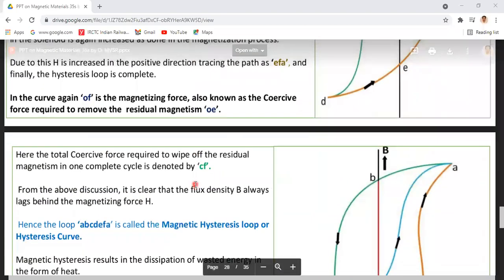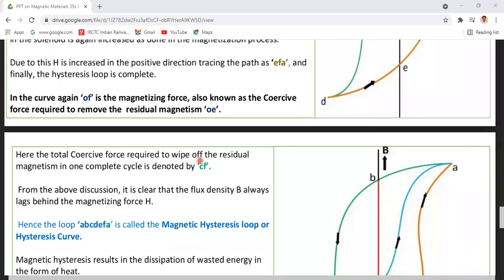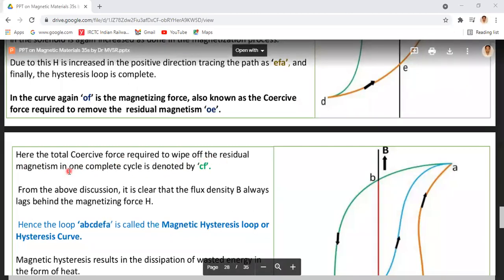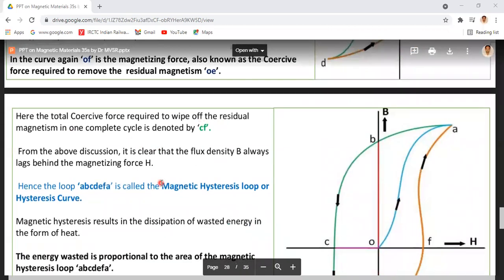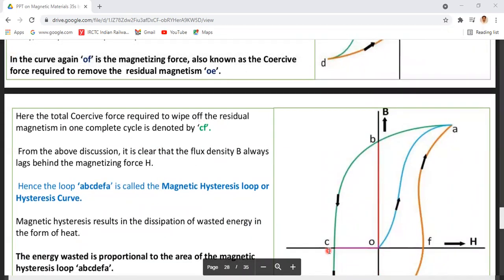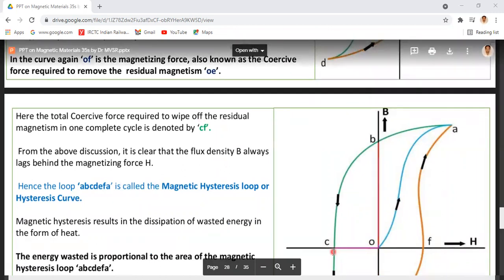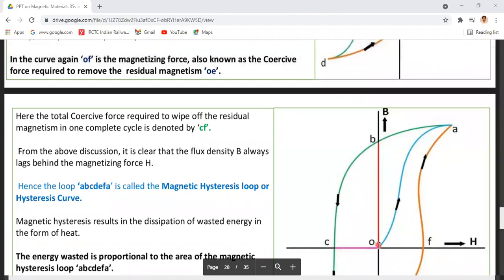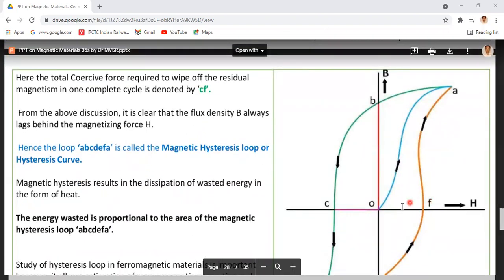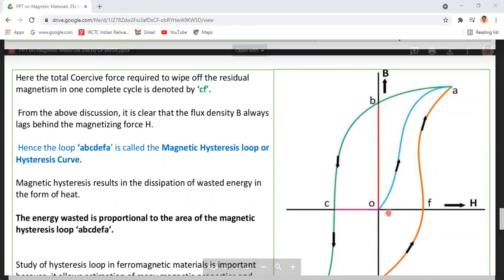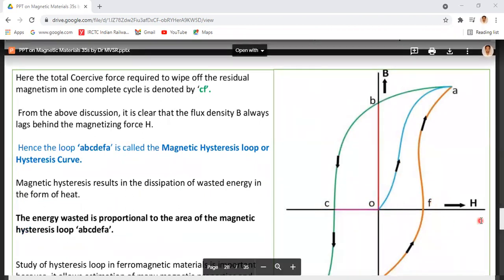Now here the total coercive force required to wipe off the residual magnetism in one complete cycle is denoted by CF. So the value of the total coercive force, the coercive field, of the BH curve is CF. OC is also a coercive field, OF is also a coercive field. The total value of the coercive field of this BH curve is CF. CF represents the total value of the coercive field. This is also called coercivity.